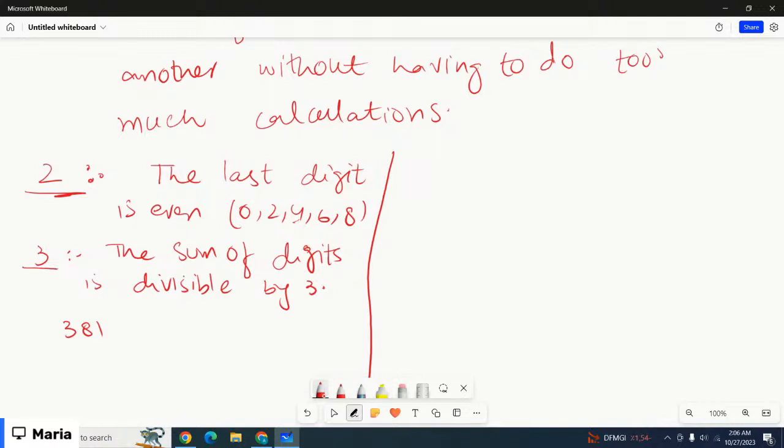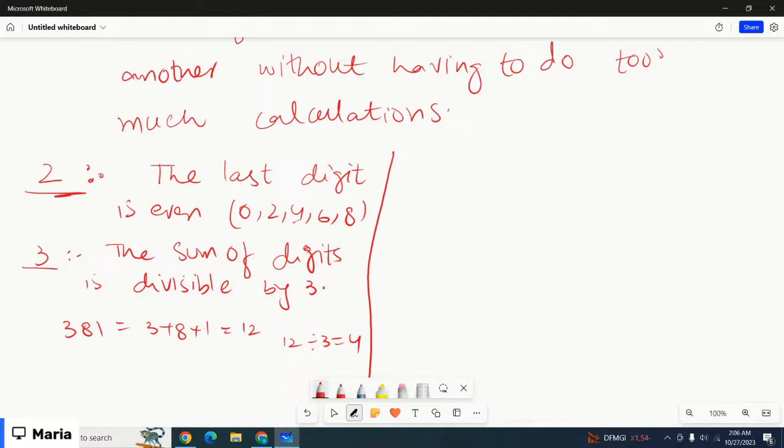Just add the digits: 3 plus 8 plus 1, that is 8, 9, 10, 11, 12. Is 12 divisible by 3? Yes, it is. 3 times 4 is 12. That means 381 is divisible by 3.